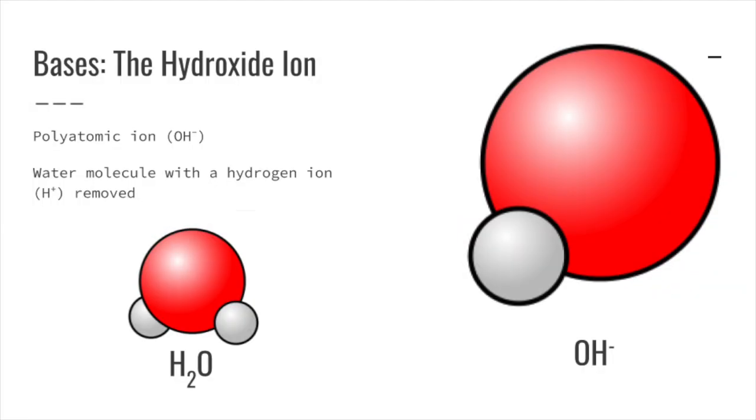Now let's change gears completely, and let's take a look at the submicroscopic world of bases. Hydroxide ion, OH-, is the most important ion for bases, and you're already familiar with it from your previous studies in chemistry. It's even on the back of your periodic table on that ion formula chart. Whereas hydronium was a water molecule with an extra proton, H+, the hydroxide ion is simply a water molecule with a proton, a hydrogen ion, H+, removed.